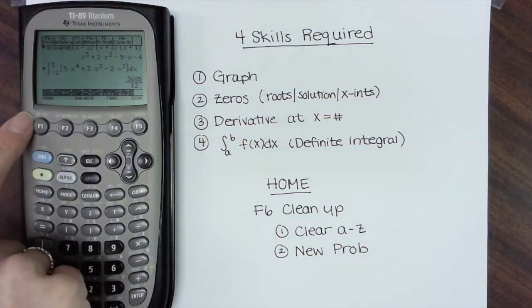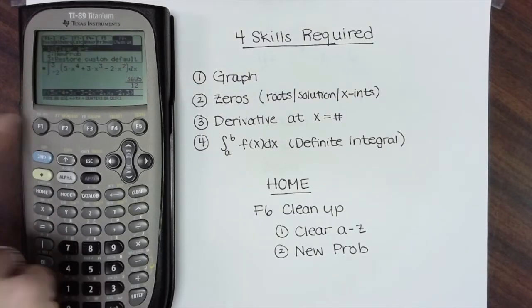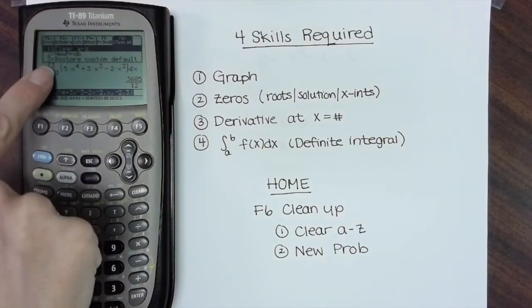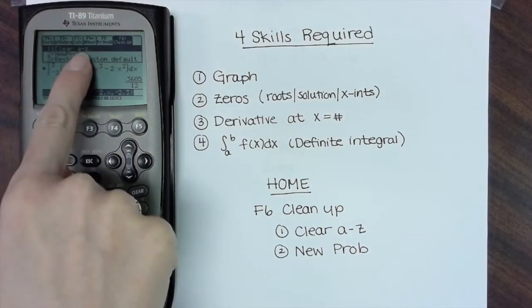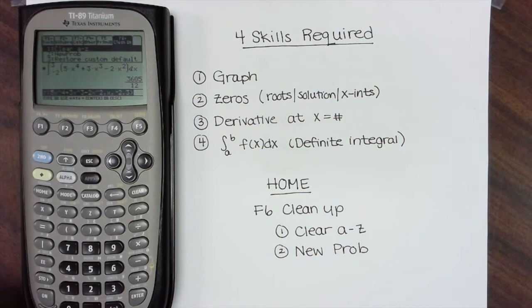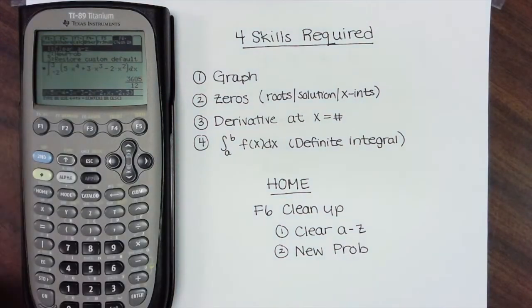Now F6 is also above F1 over here in blue. So if something's in blue, you have to use the blue button to get to it. So hit second and F1, which actually brings you to F6, and this menu shows up. So the first option here, highlighted, number 1, is clear A to Z. That clears all the stored variables from your calculator. The second option, number 2, is new problem. That will tell the calculator you're starting a new problem. So we want to do both of those. You want to clear all the variables and start a new problem.